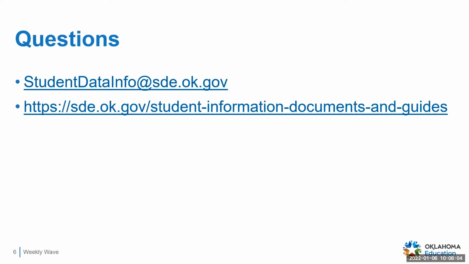If you're having issues or questions about any of your data information, you can contact us at studentdatainfo@sde.ok.gov, and at sde.ok.gov, student information, documents, and guides. There's also good documentation there that you can reference if you're having questions about any type of coding or codes or information that you might need to use to correct issues on your validation.